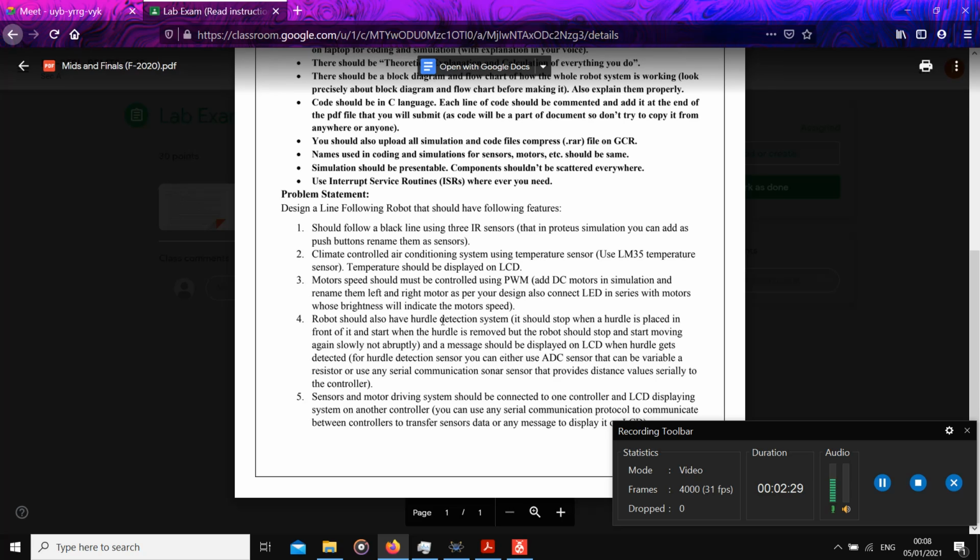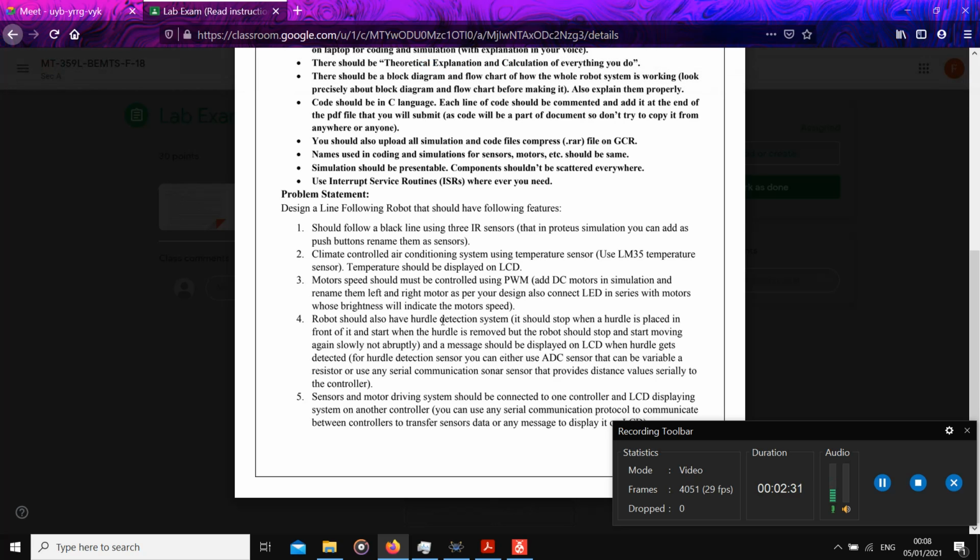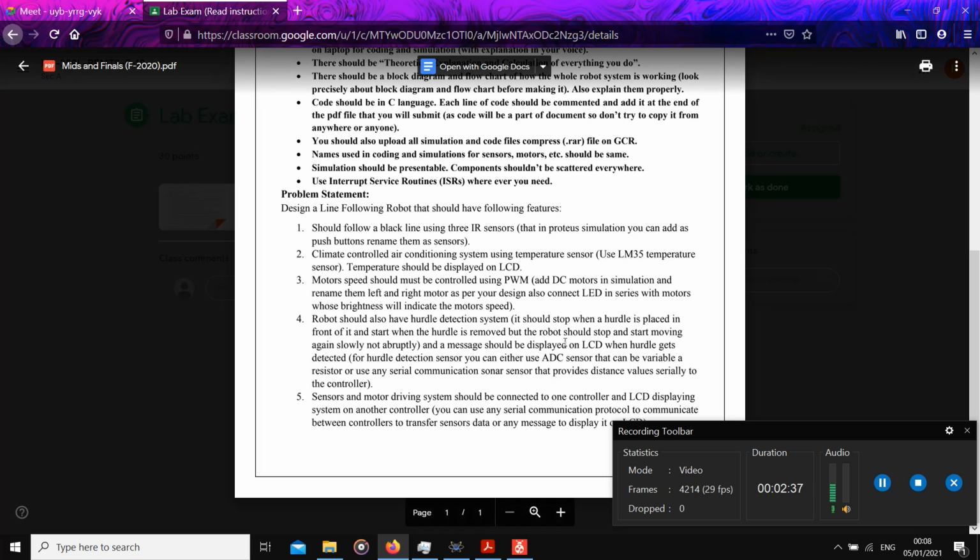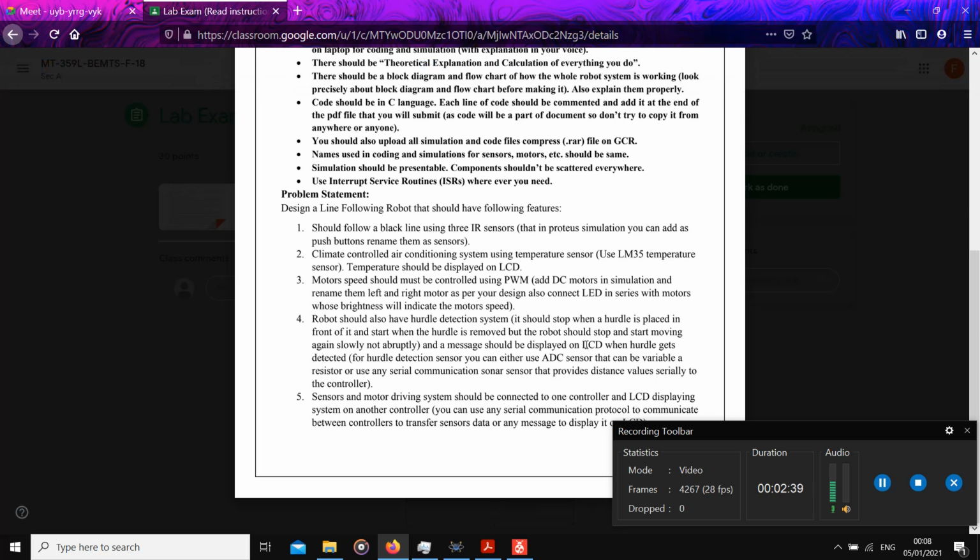The next one is a simple hurdle detection system. It will detect any obstacle that comes in front of it, and it is going to be displayed on the LCD. If you have an obstacle in front of you, it is going to detect it with the help of an ultrasonic sensor, most probably, or a sonar sensor, and it is going to tell you the distance from it.